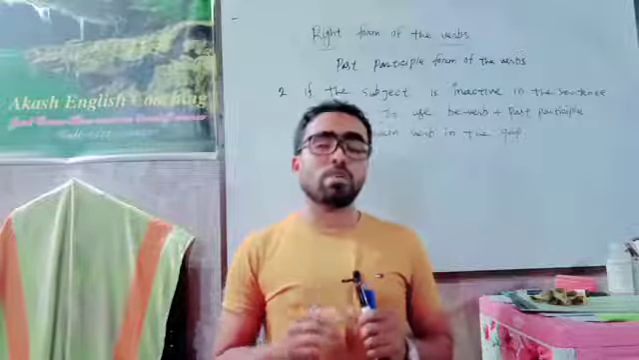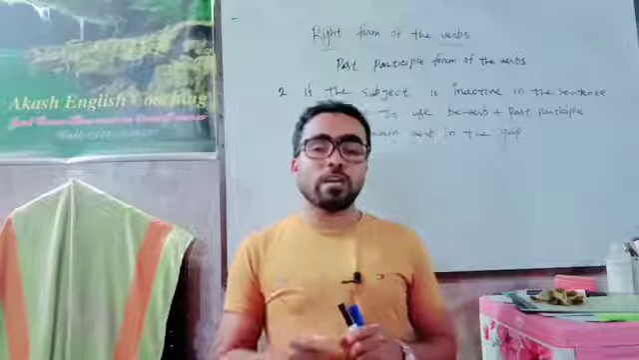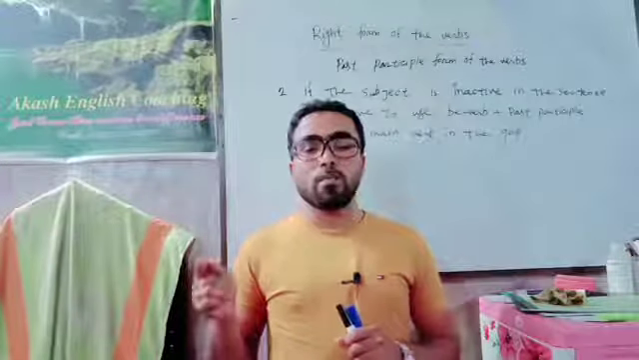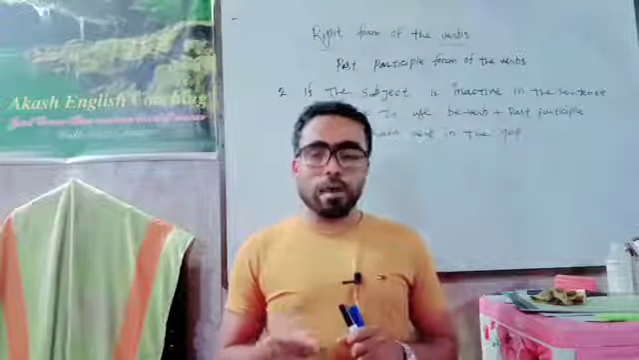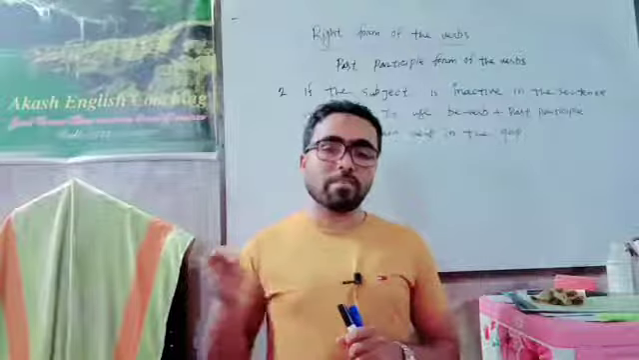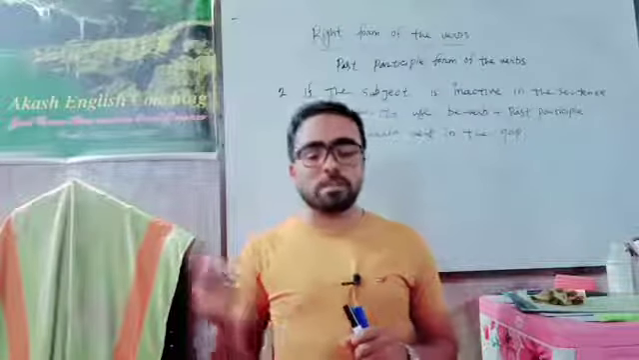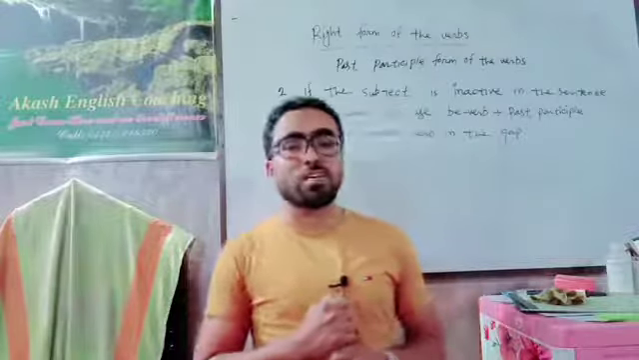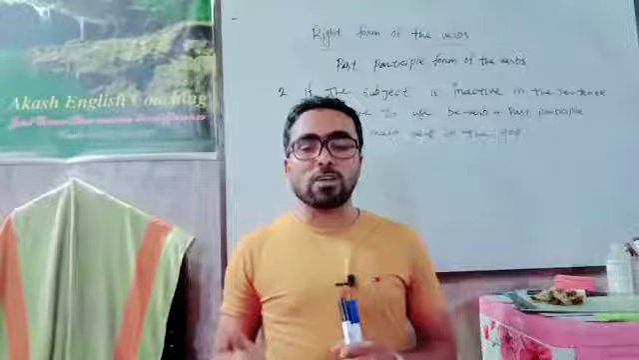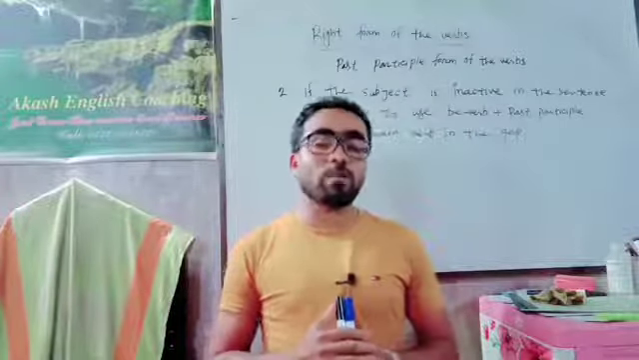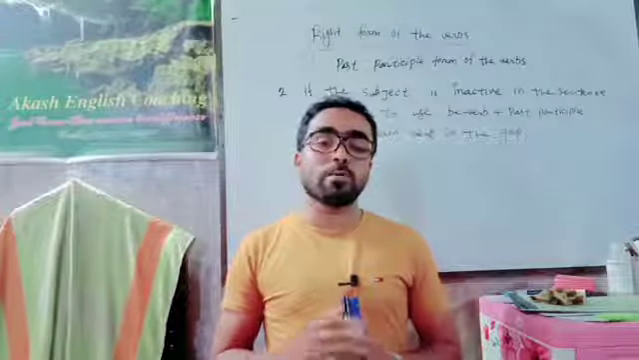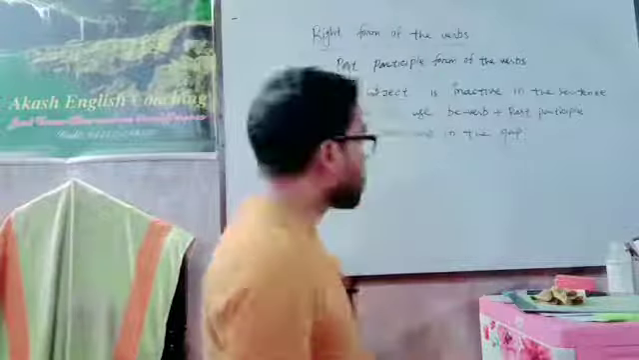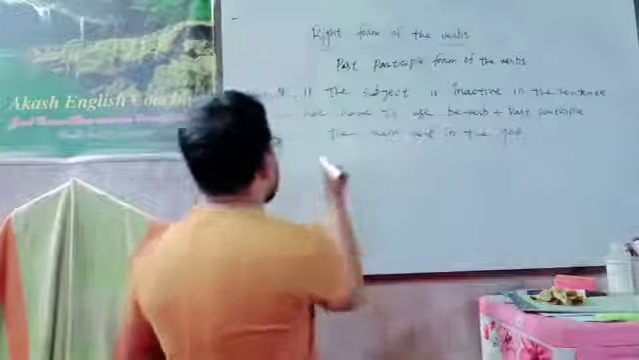After the subject, you can use a be verb. Am, is, are indicate present tense, and was, were indicate past tense. So according to subject-verb agreement, you can use am, is, are, was, were, any type of be verb, and then the past participle form of the main verb in the gap if you find the subject is inactive in the sentence.